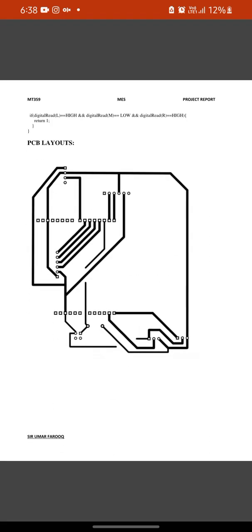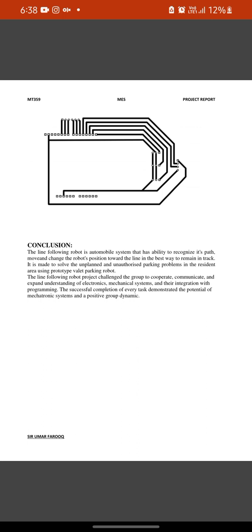And now we have our PCB layouts. We actually use two Arduinos, so we need two PCB layouts for our project, which we'll explain in the block diagram. A line follower robot is an automobile that has the ability to recognize its path, move, and change the robot position toward the line in the best way to remain on track. It is made to solve an unplanned unauthorized parking problem in the residential area using a prototype valet parking robot. The line follower robot project challenged the group to cooperate, communicate, and resolve misunderstandings of electronics in a mechanical system and their integration with programming, and the successful completion of every task demonstrated the potential of mechatronic systems and positive group dynamics.